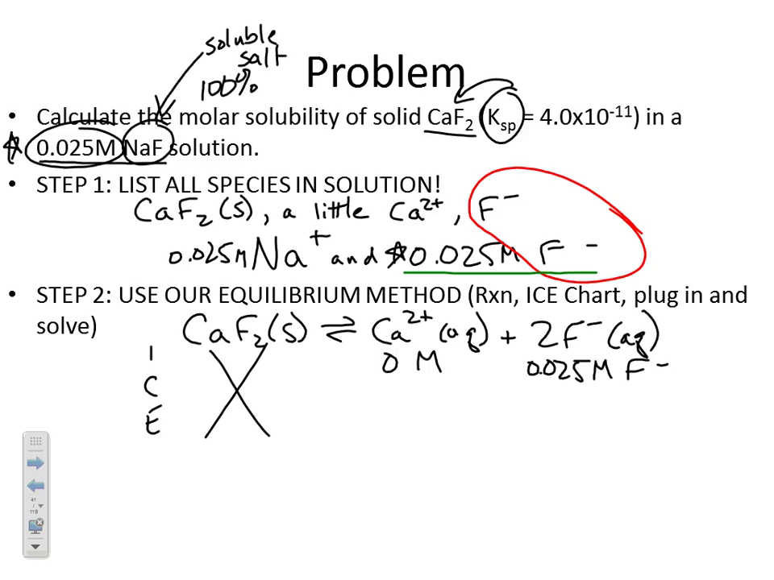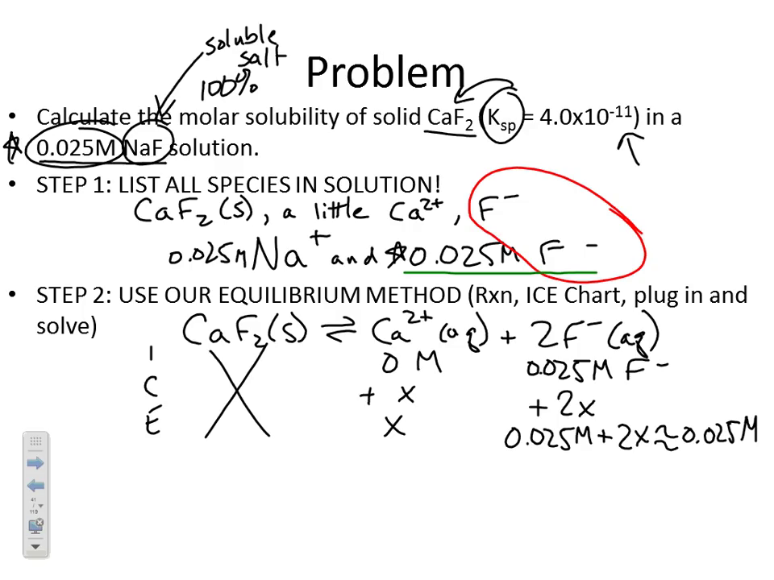So change. I don't know equilibrium concentrations, so my change is going to be X. So it's going to be plus X for the calcium, and plus 2X for the fluoride. So the equilibrium concentrations: calcium is going to be X, and fluoride is going to be 0.025 molar plus 2X, which I'm going to approximate, because the K value is very small, as approximately 0.025 molar.